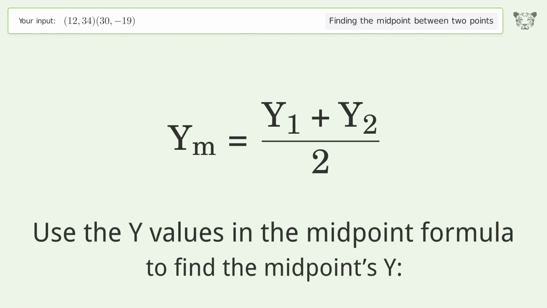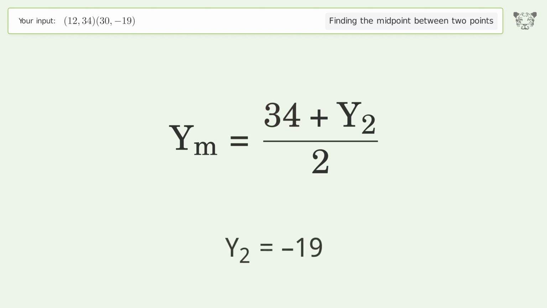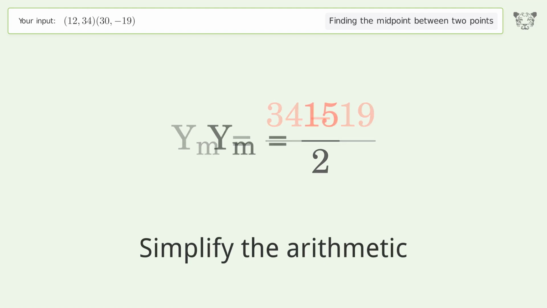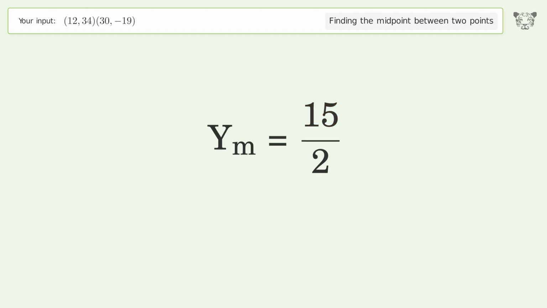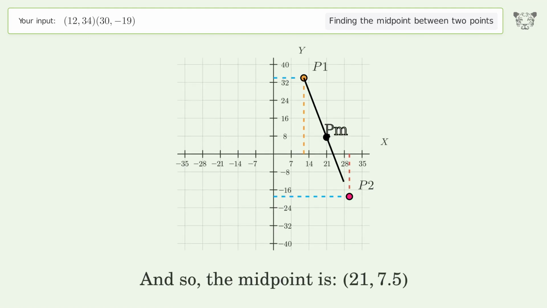Use the y values in the midpoint formula to find the midpoint's y. y1 equals 34. y2 equals negative 19. Simplify the arithmetic. And so, the midpoint is 21, 7.5.